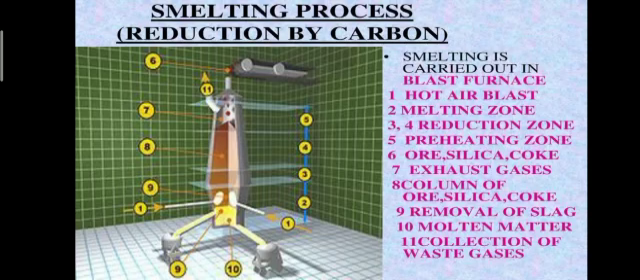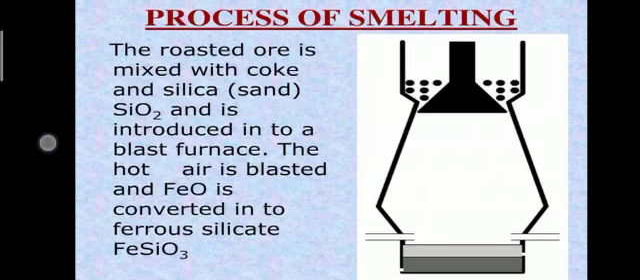Smelting is carried out in a blast furnace, with a hot air blast, melting zone, reduction zone, preheating zone, silica coke, removal of exhaust gases, removal of slag and molten matter, and collection of waste gases. All this apparatus is given in the diagram.